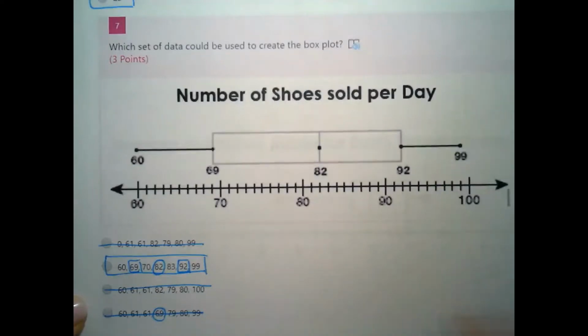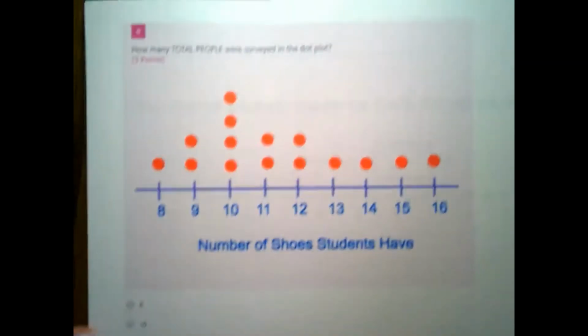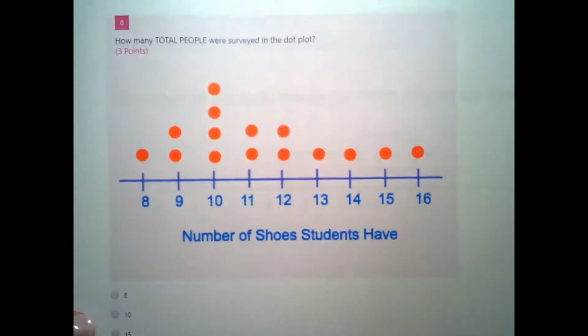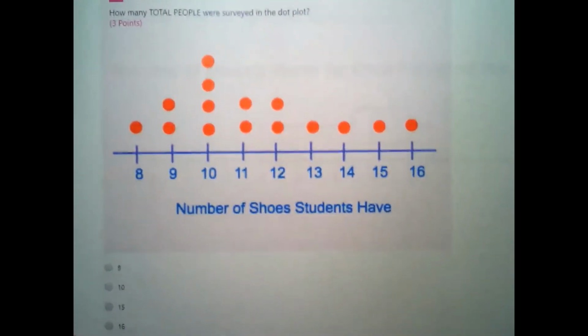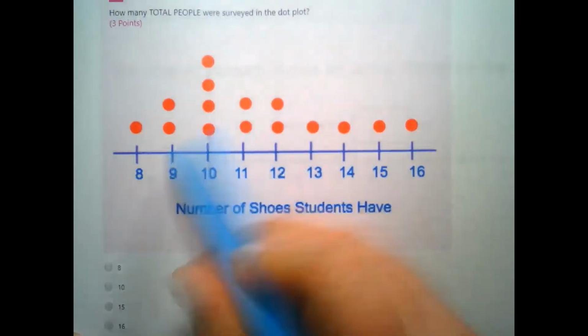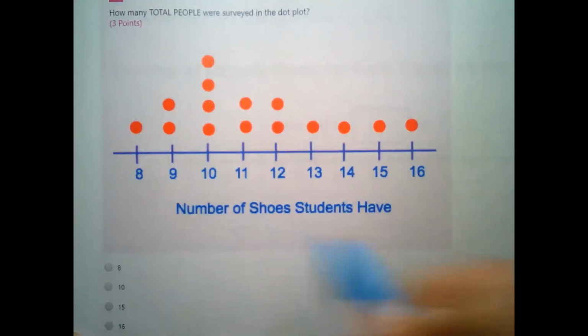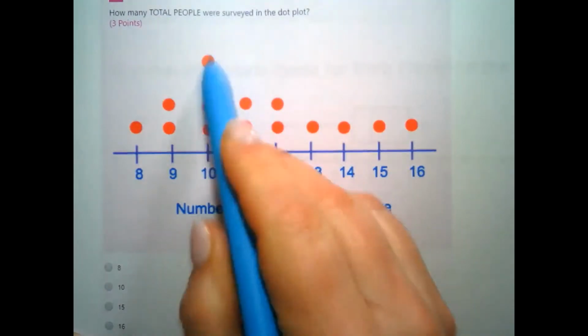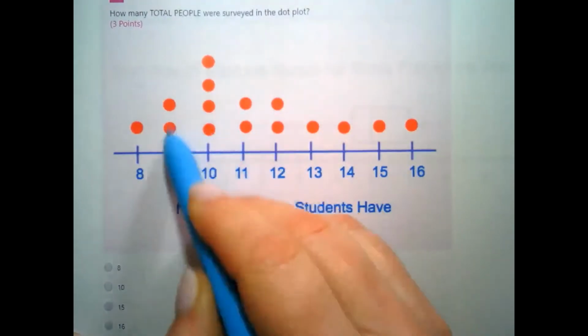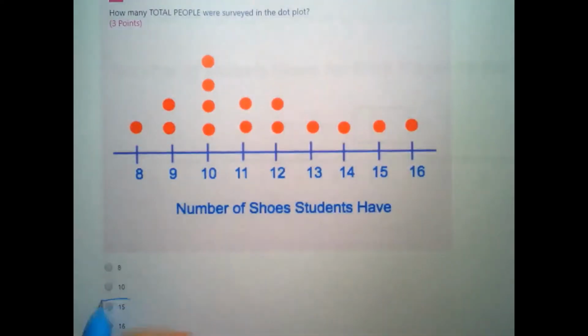Just matching up pieces. Okay, let's take a look at question number 8. It says, how many total people were surveyed in this dot plot? This one requires very little work on your part. You're literally going to count the dots. Each dot represents a person who answered the question of how many shoes you have. So 1, 2, 3, 4, 5, 6, 7, 8, 9, 10, 11, 12, 13, 14, 15. 15 people answered the question, and that's the total number of people that were surveyed.